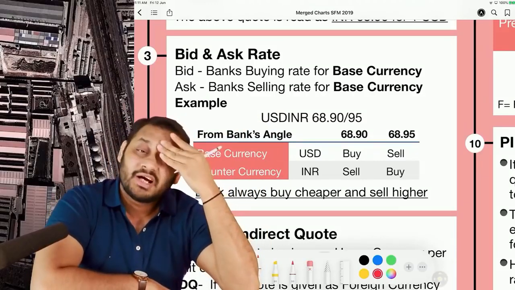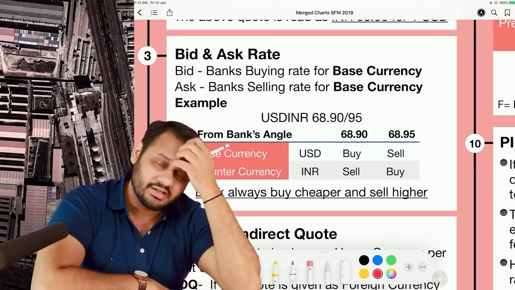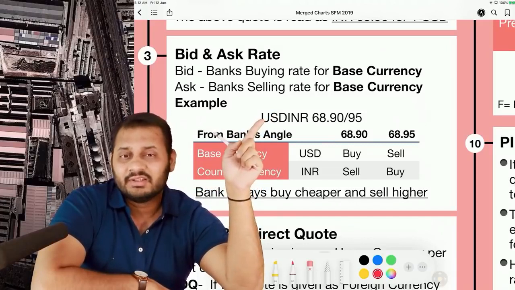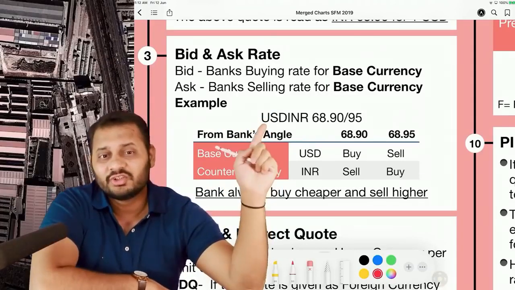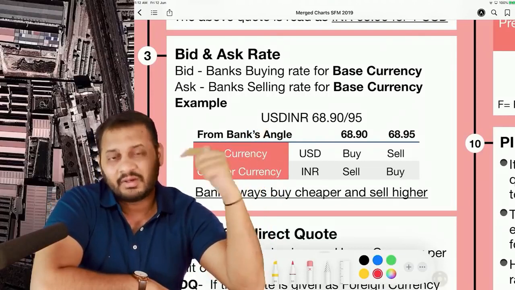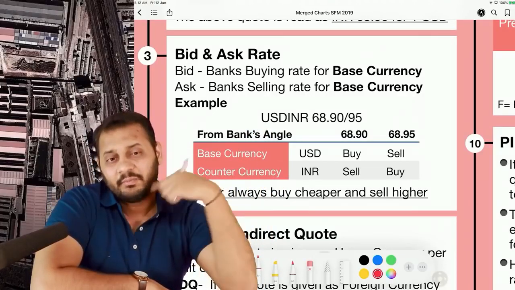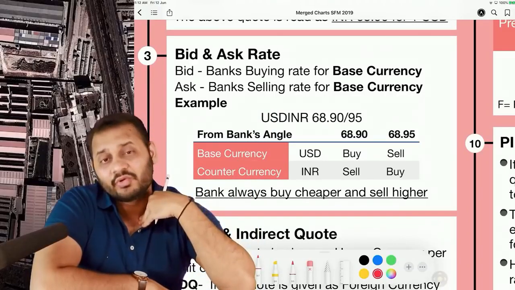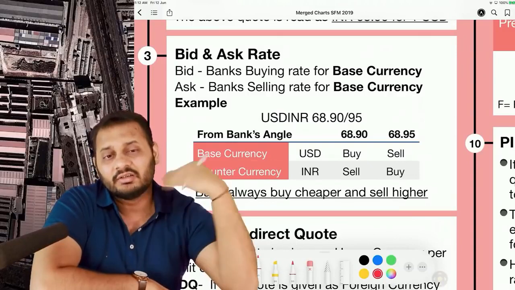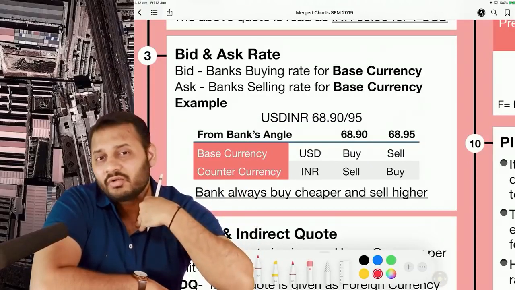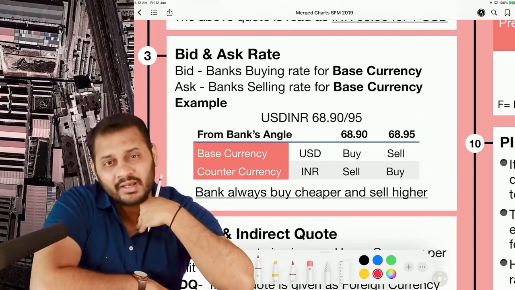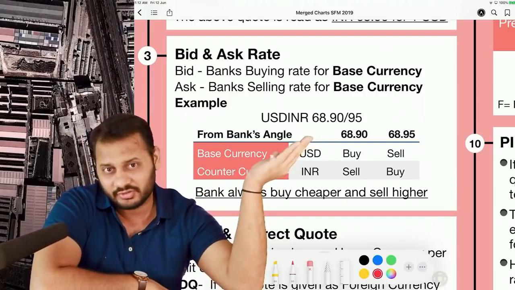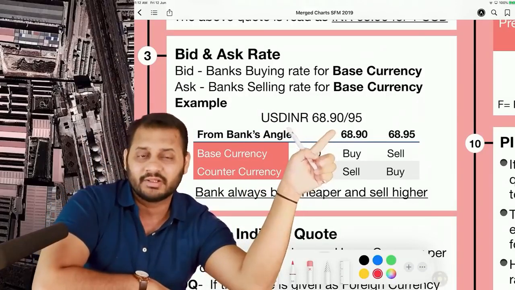So suppose I, as a customer, want to sell rupees. I have been given this quote where I understand that US dollar is the base currency. My requirement is to sell rupees, but the base currency is dollar and my requirement is not in dollars. I have to convert my requirement first into the base currency. So if I want to sell rupees, I want to buy dollars. Now if I want to buy dollars, the bank will sell dollars and hence the ask rate will be applicable, 68.95.